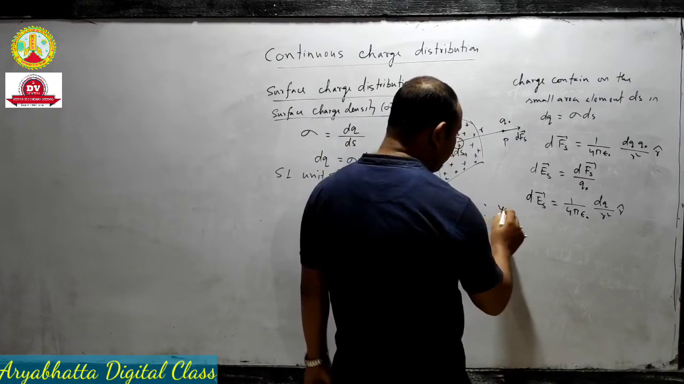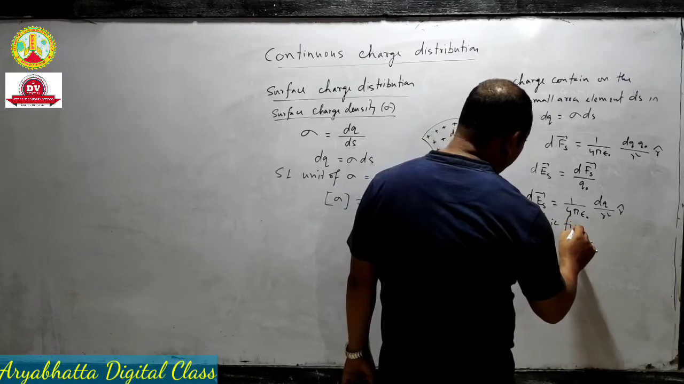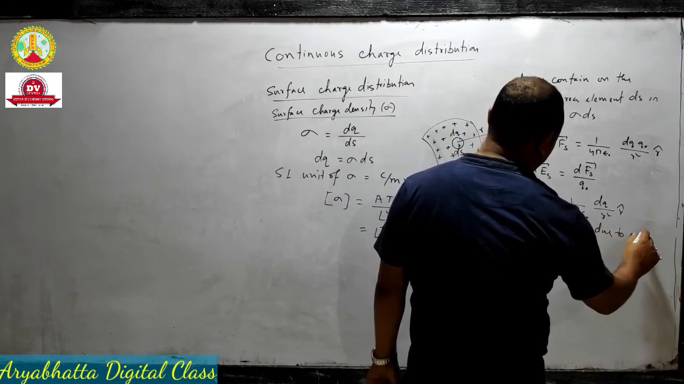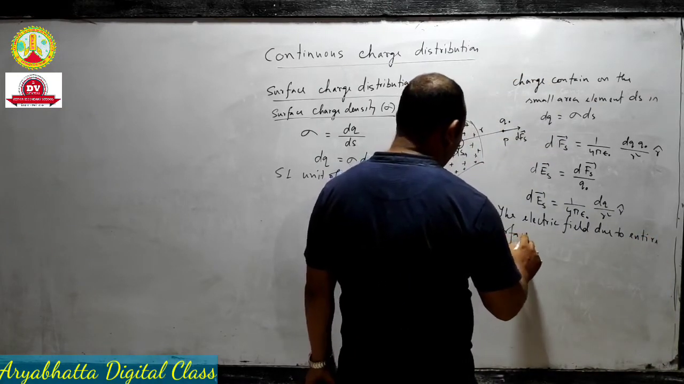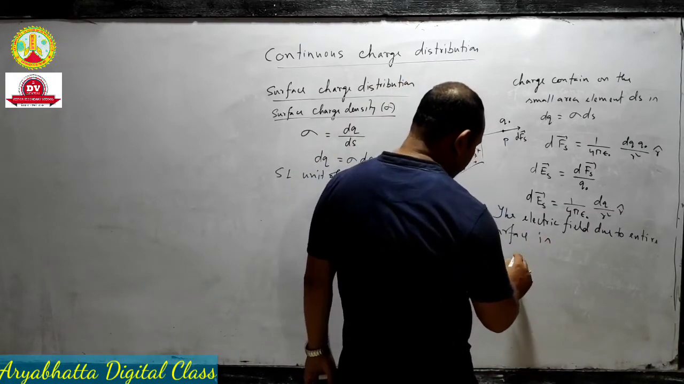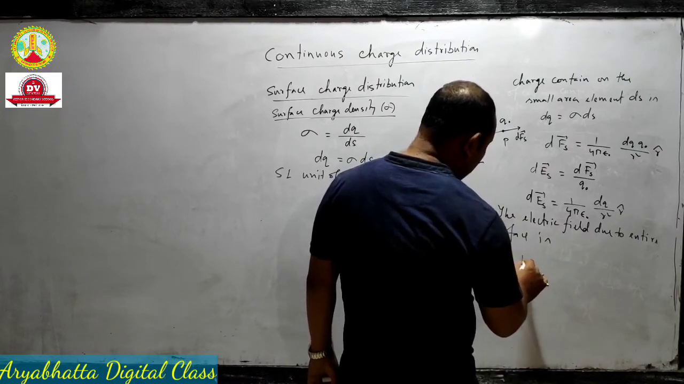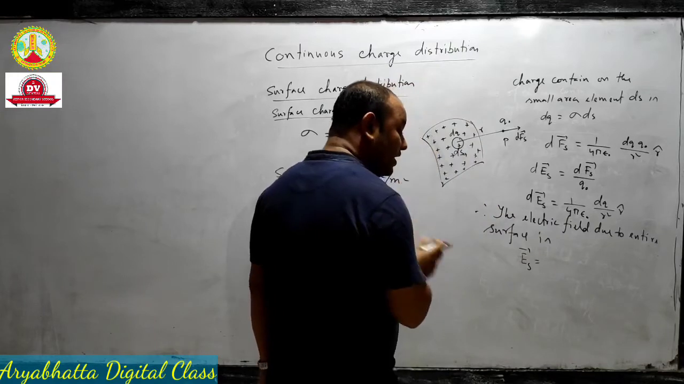Due to this entire surface, the electric field at point P क्या होगा? Therefore, the electric field due to entire surface is Es. एंटायर सरफेस के लिए P पॉइंट में इलेक्ट्रिक फील्ड जो होगा वो होगा Es.